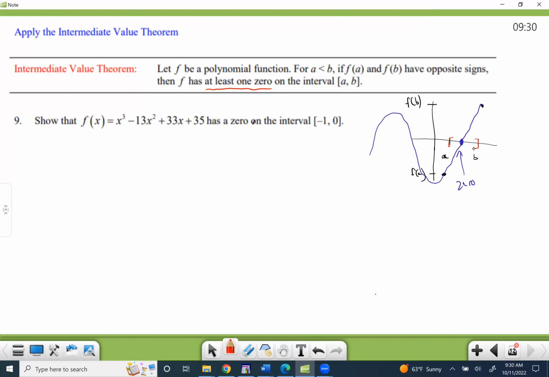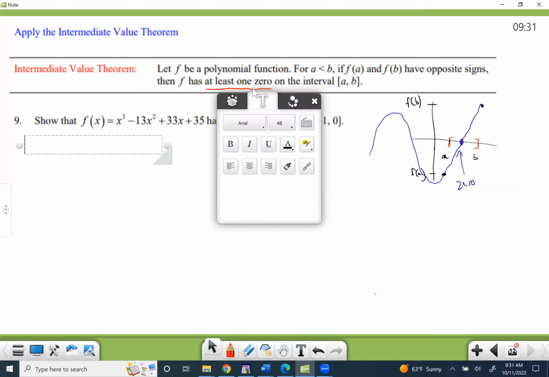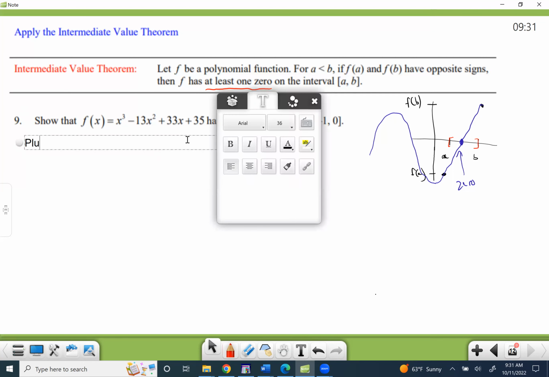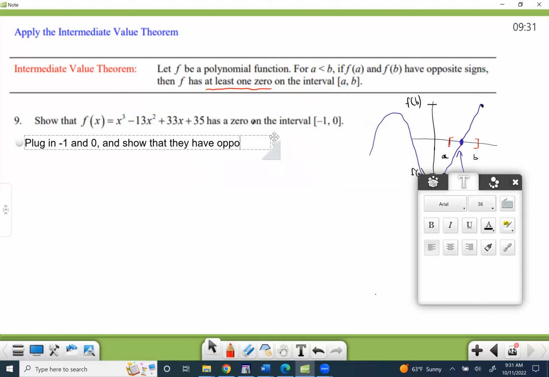Okay, so this says show that f of x has a zero on the interval of negative 1 to 0. All we're going to do is plug in negative 1, plug in 0, and hope that they have opposite signs. So plug in negative 1 and 0 and show that they have opposite signs. Why do they always plant this right on top of your text box? Okay, opposite signs.